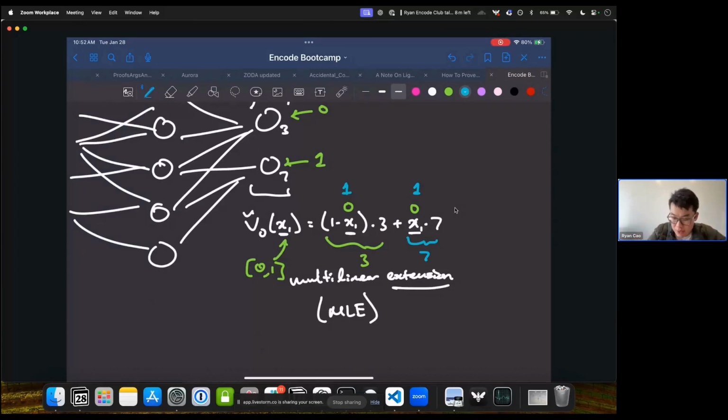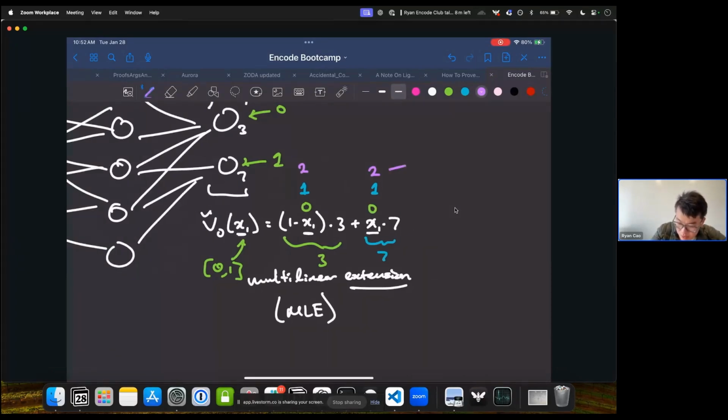However, we can evaluate it at the number 2, for example. If we evaluate it at 2, then we get 1 minus 2, which is negative 1, times 3, so we get negative 3, plus 2 times 7, which is 14. So evaluated at 2, this will give us 11.